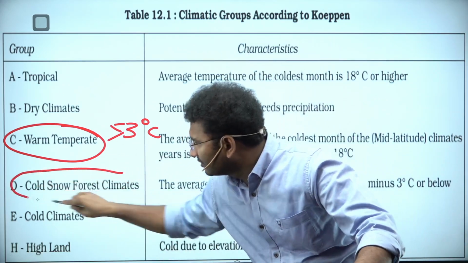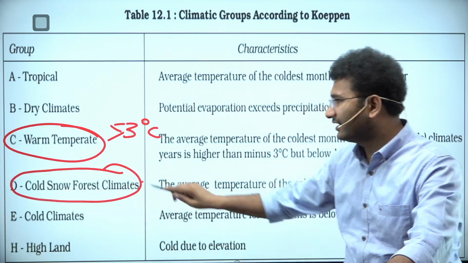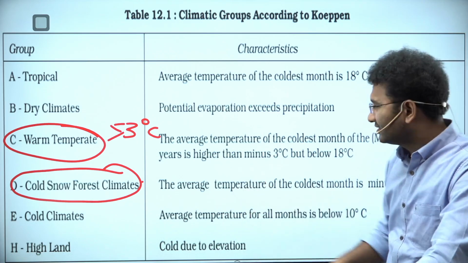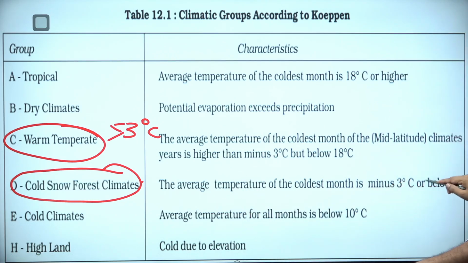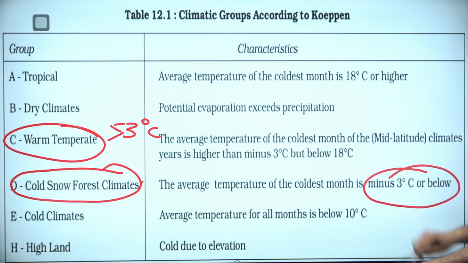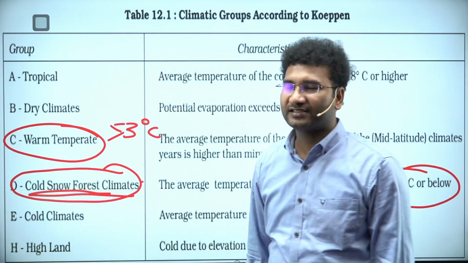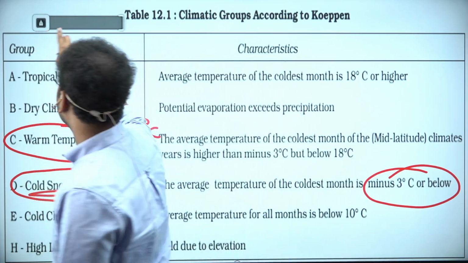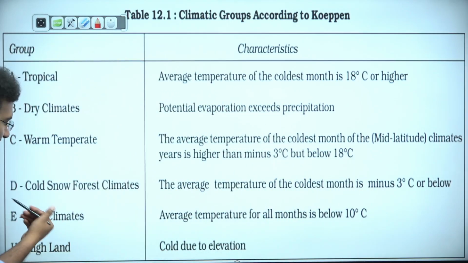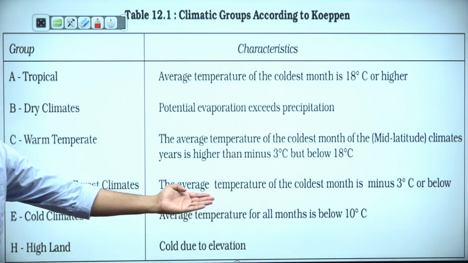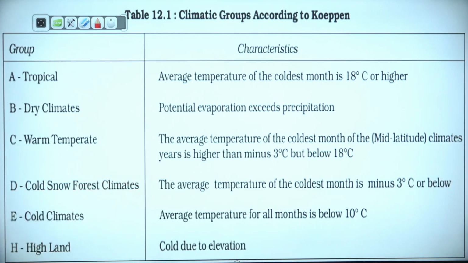He'll call it a warm temperate region. Likewise, snow and cold frost, he said cold regions where the temperature in the coldest month is -3 or below. He'll call it cold, snow, forest type, and he'll call it D type of climate, right? Likewise, E type of climate is average temperature of all the months below 10 degrees Celsius. H type of climate is cold due to elevation.